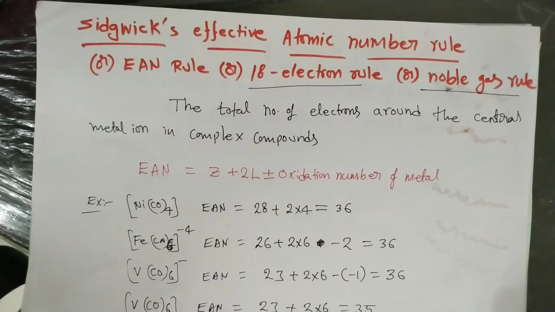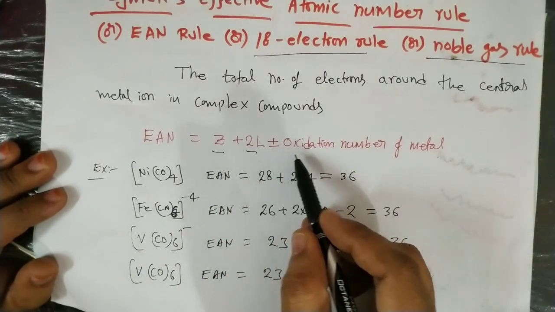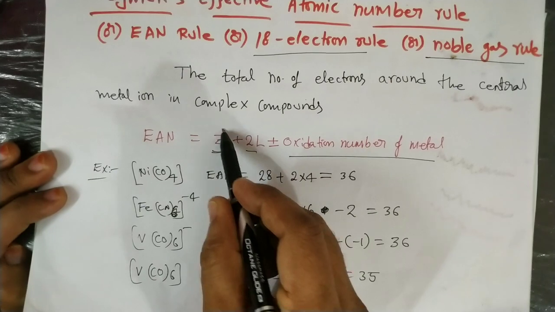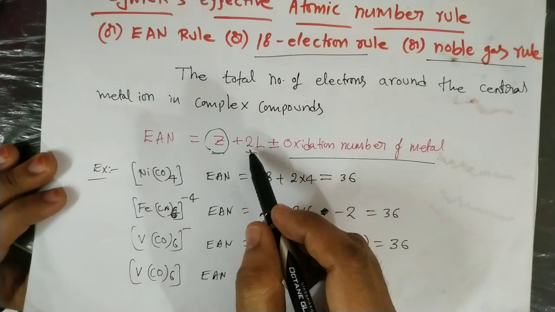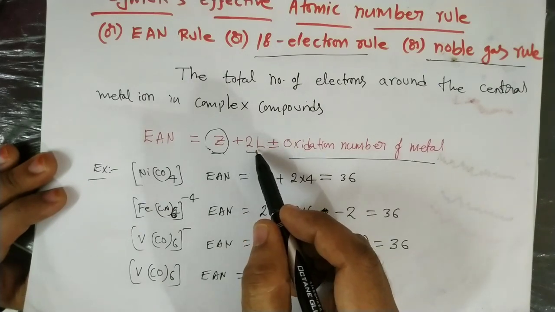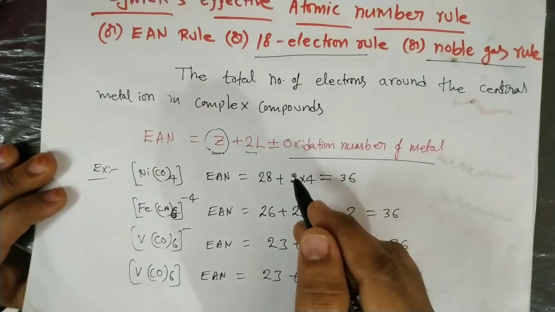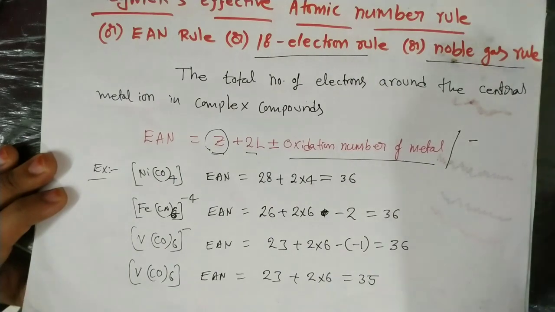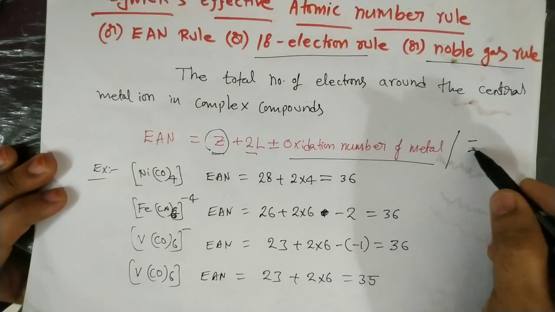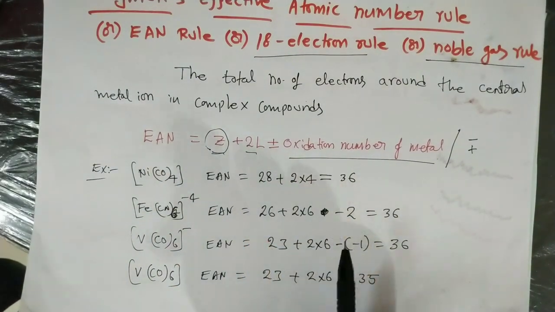First of all, how to calculate the EAN? There is one formula: Z plus 2L plus or minus the oxidation number of the metal. Here Z means the atomic number of the central metal atom, and L means the number of ligands, 2 into the number of ligands. Why do we add 2? Because each ligand donates 2 electrons to the metal ion. If the oxidation number is positive, we subtract, and if it is negative, we add. That's why we write plus or minus the oxidation number of the metal. First of all, that's for simple compounds.